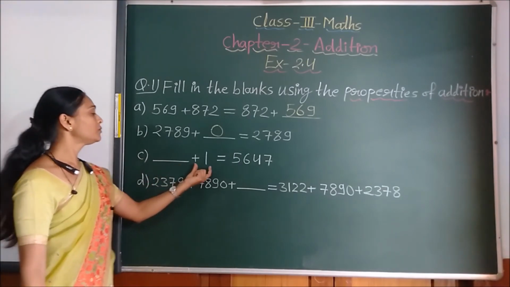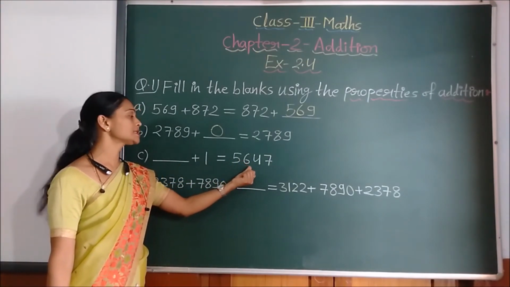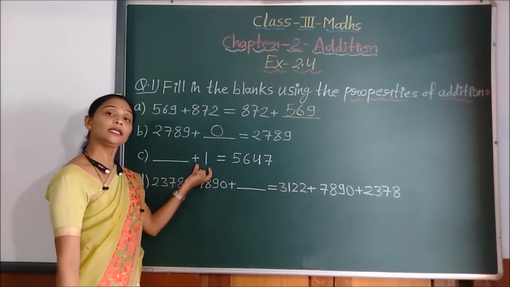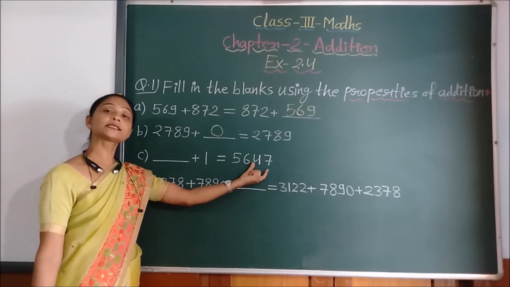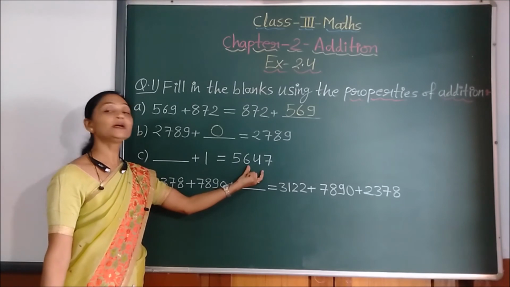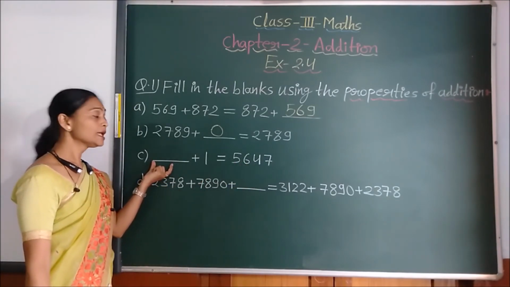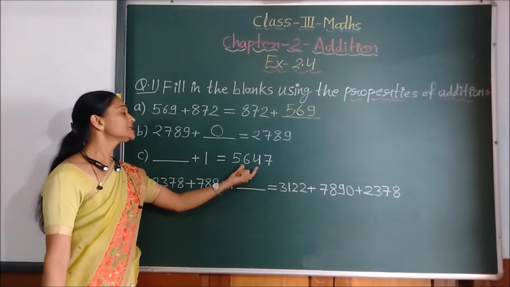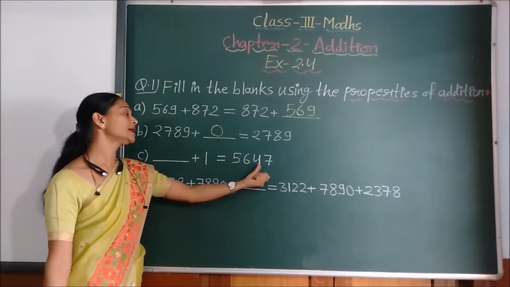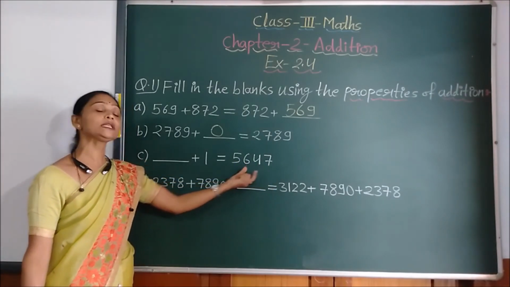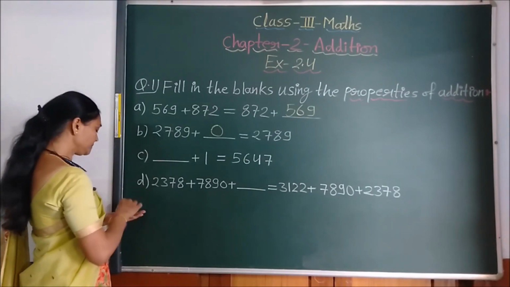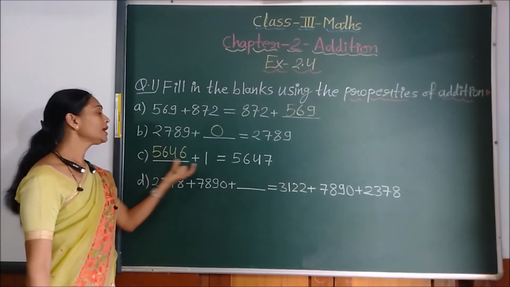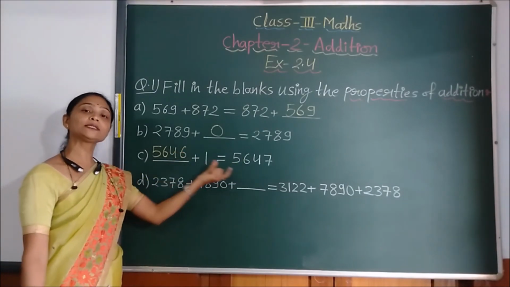See, fill in the blank plus 1 is equal to 5647. Now see which is this property, children. If we are adding 1 in any number, what we are getting? We are getting the successor of that number. Means this number is the successor of this number. Yes. Means here we have to write the number which comes before this number. Means here this is 5647. So which number is coming before this? That is 5646. So this way, using the property, you may fill the blanks very easily.